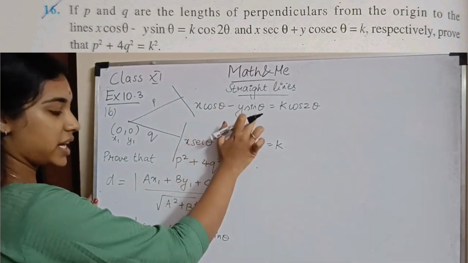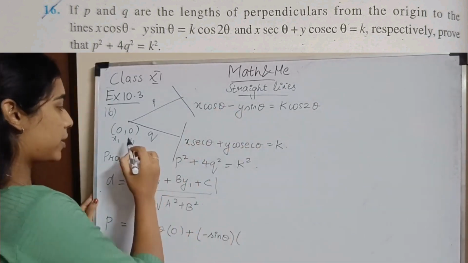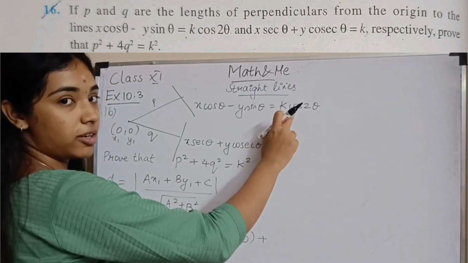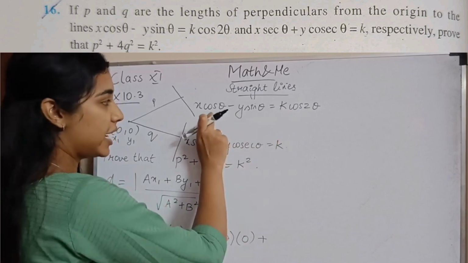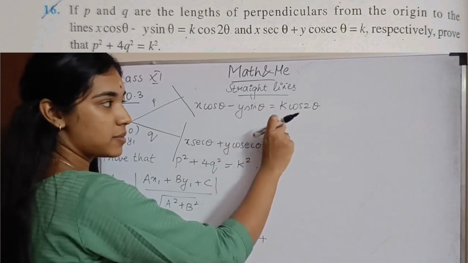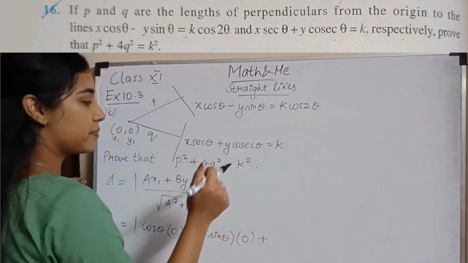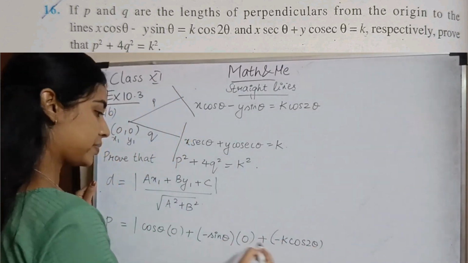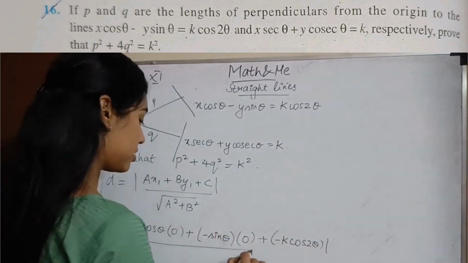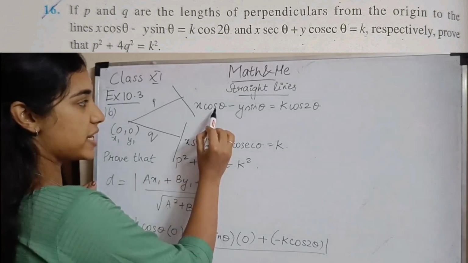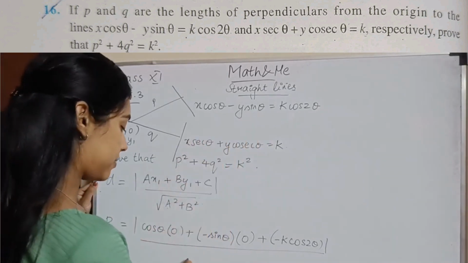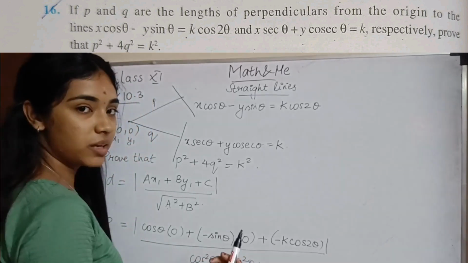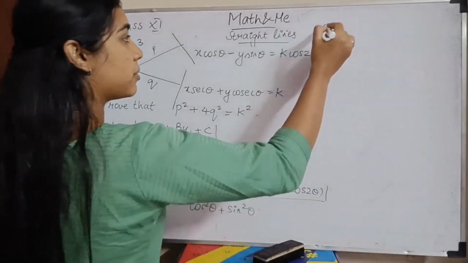You see there is a minus here. It is minus sin theta times what is my y1? It is 0, plus what is my c? This is not the default way of writing an equation. What is the general form of an equation? Ax plus by plus c. So when this comes to the other side, you have minus k cos 2 theta. Correct? So this is the numerator. And what is your denominator? It is root of a square plus b square. What is your a square? Cos square theta. What is your b square? Sin square theta. Cos square theta plus sin square theta. What is cos square theta plus sin square theta? 1.